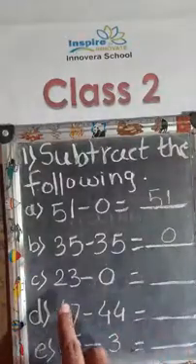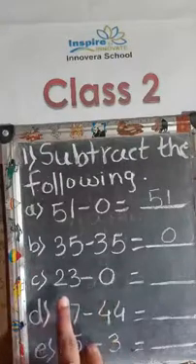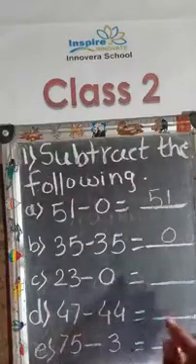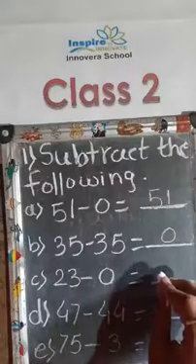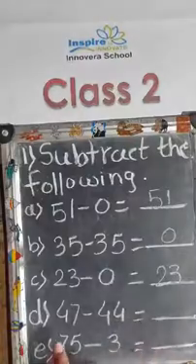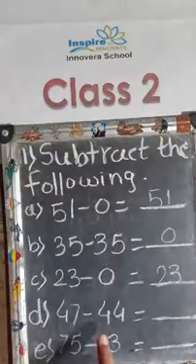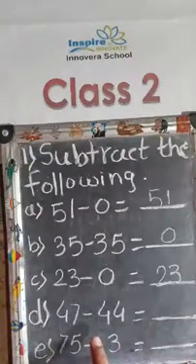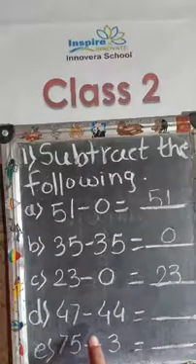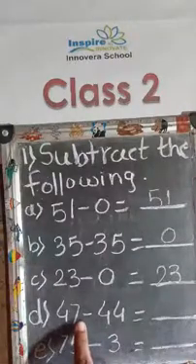Next sum is 23 minus 0. What answer do we get over here? 23, the number itself. Next is what? 47 minus 44. Now here you can do it horizontally, otherwise vertically. If you know how to do it vertically, you can do it. Otherwise on a rough side you can do it. You have to start from the ones column. Who is there in the ones column?